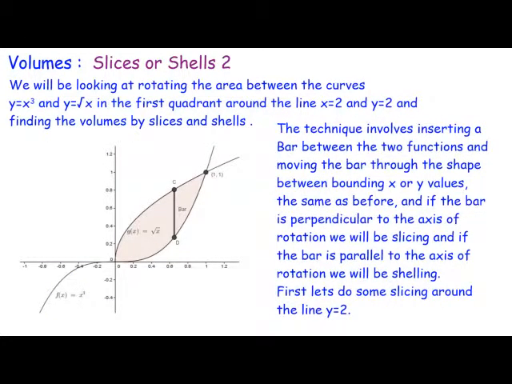Now again, this is basically just explaining what we're doing. We're looking at this area again as we did before, and we're going to now look at the lines x equals 2 and y equals 2, rotating that particular area. Depending on where you put the bar, in this case it's parallel to the y-axis, and it would have thickness delta x. If we move it through the x, you can describe shells or slices depending on which axis you are rotating around.